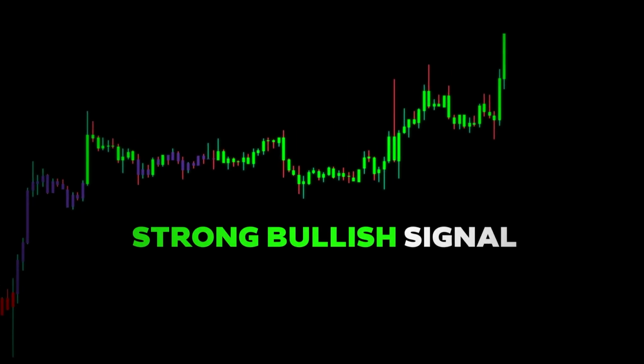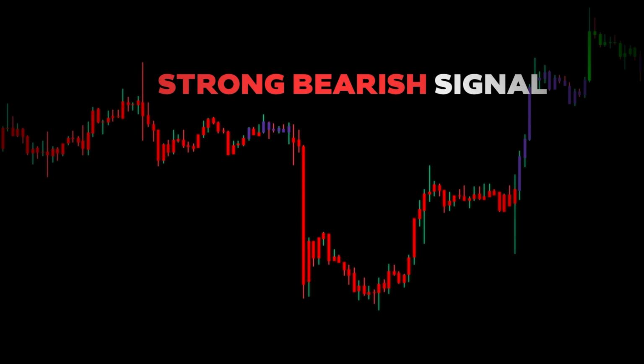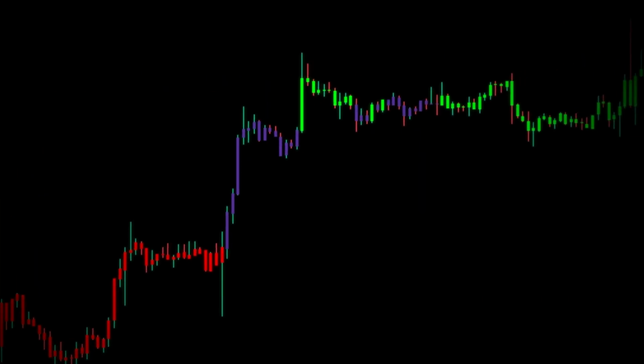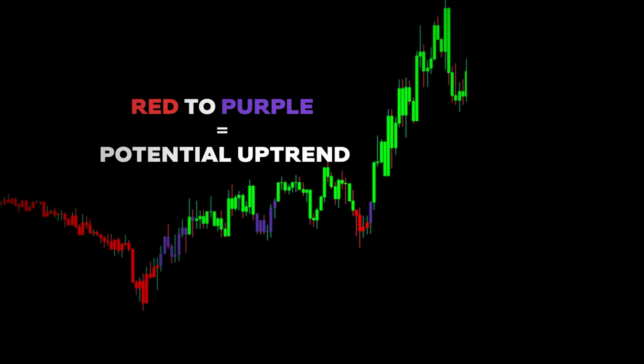When green candles are being created, it means that a strong bullish signal is active and that the market is looking for upside. When red candles begin to generate, this signals a strong bearish pressure on the market. Purple candles can suggest a change in trend. Typically you'll see green, purple, red, or red, purple, green when a market trends and reverses.